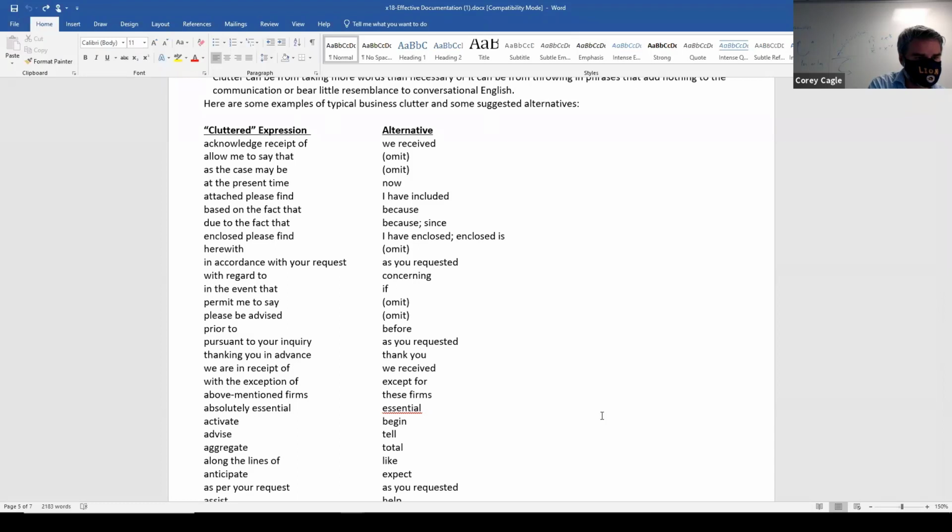Let's see. Based on the fact that, very cluttered, right? Because, due to the fact that. Saying enclosed, please find, way better would be I have enclosed. They say enclosed is better, but I don't like that either, that doesn't sound good. I left it just so we can say they're not right about everything. Herewith, please don't say herewith.